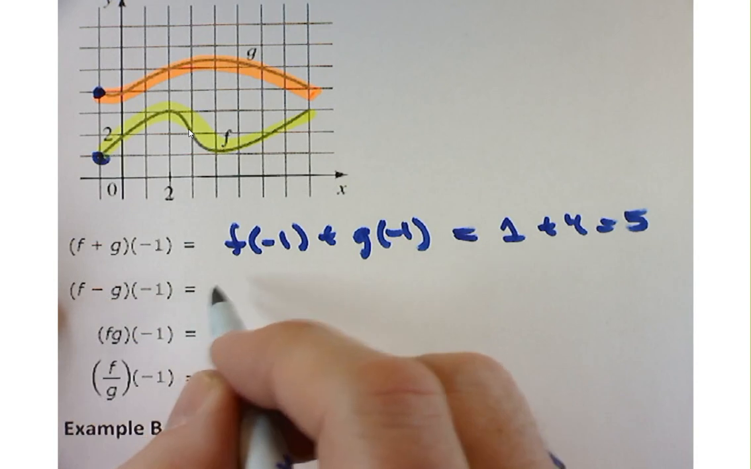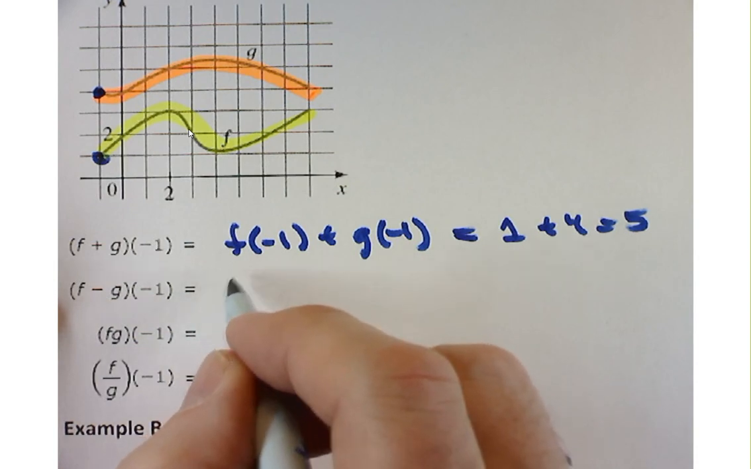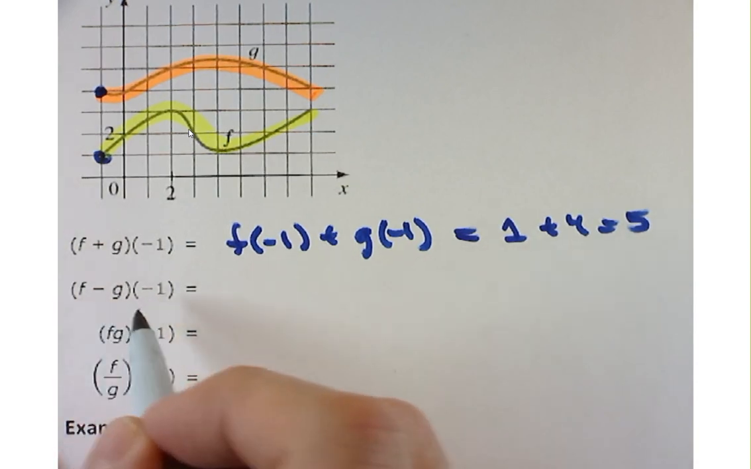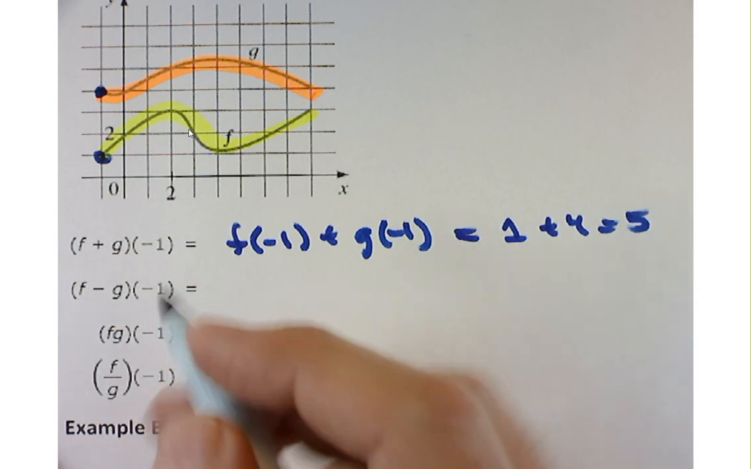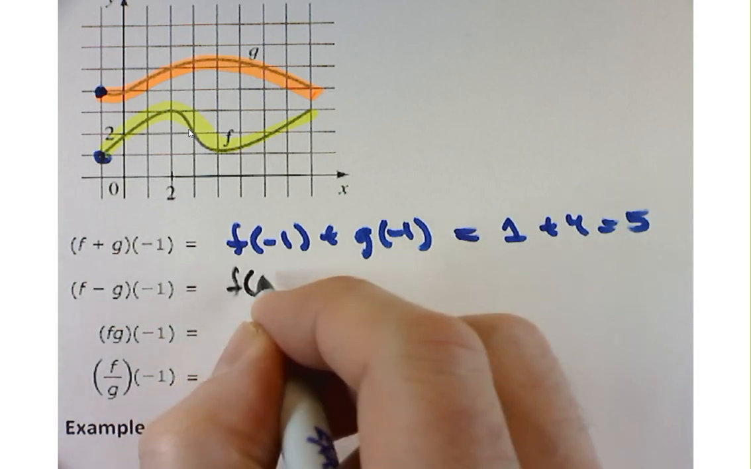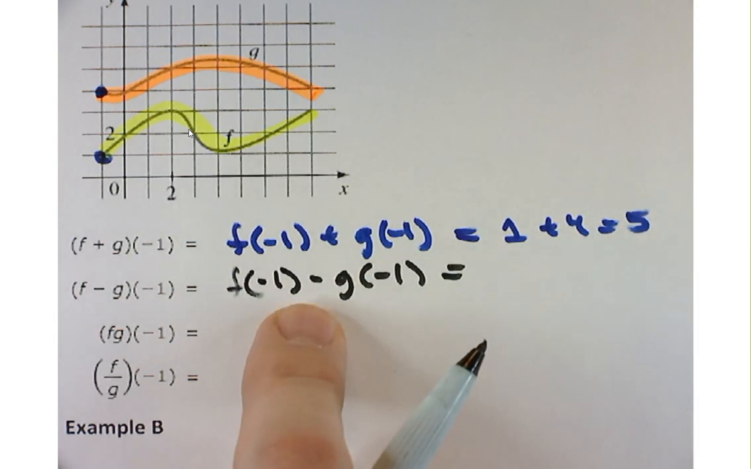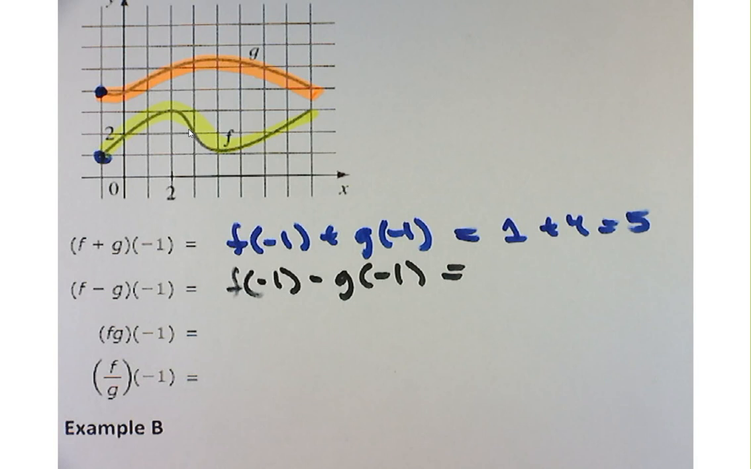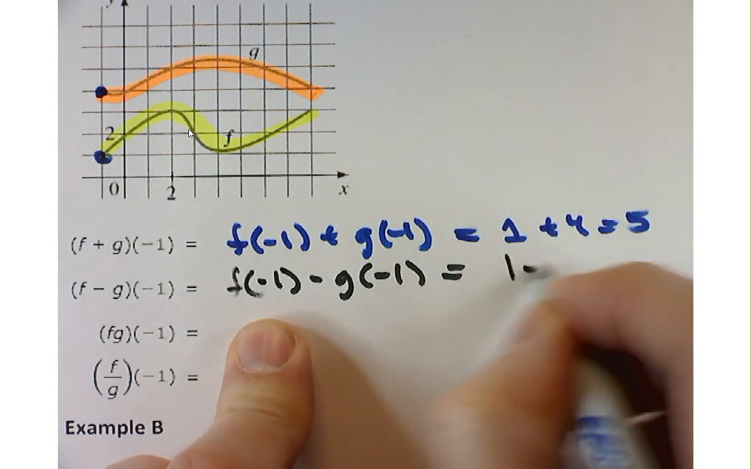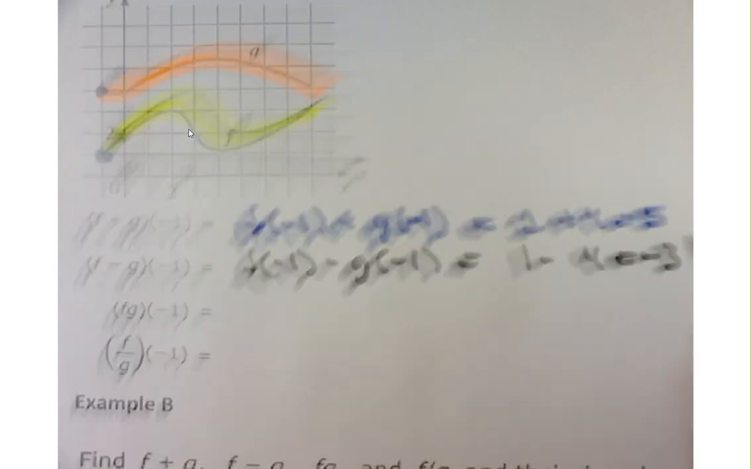F minus g of 1. Let's rewrite that another way. This is the way a lot of books are going to write things. I like writing it like this: f of negative 1 minus g of negative 1, because it's a little bit more concrete, a little less abstract. Now we already know the values for this, so that's going to be 1 minus 4, or negative 3.